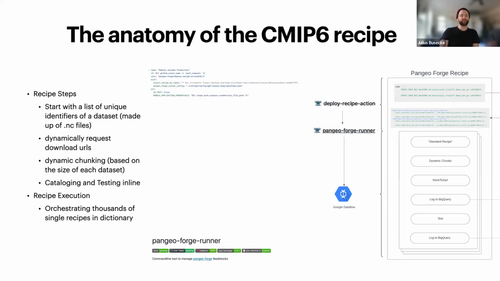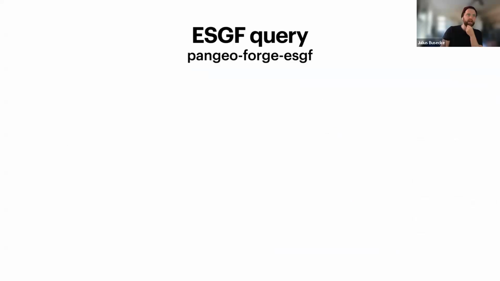Anyways, the action internally calls Pangeo Forge runner, which is a command line interface to manage Pangeo Forge feedstocks and to deploy that recipe to a runner of your choice. We're using Dataflow right now, and this is supported via the Leap project. But basically, this should be runnable on other Beam runners as well. I wanted to quickly talk about two of the ingredients here in a bit more detail, because I think either these could benefit the broader Pangeo community or could really benefit from feedback, or probably a bit of both.